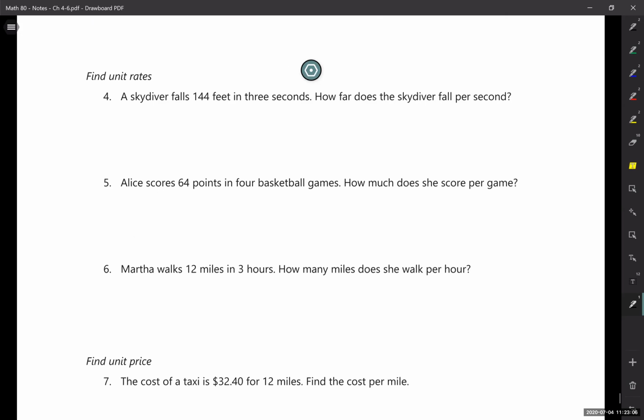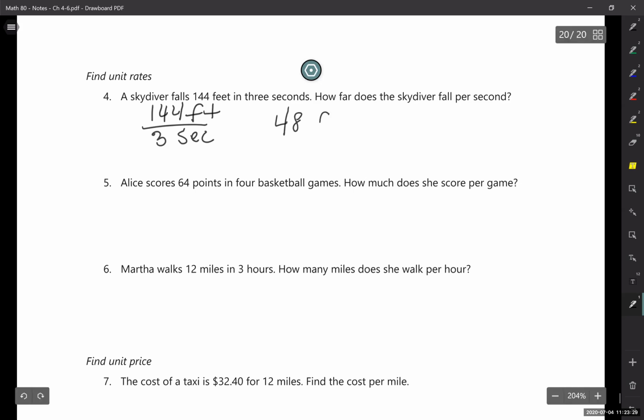We are finding out the unit rates. I think these will divide a little nicer here. But we have 144 feet in 3 seconds. How many feet or how far does the skydiver fall per second? So I'm doing 144 divided by 3, and I get 48, and I keep my units, feet per second.